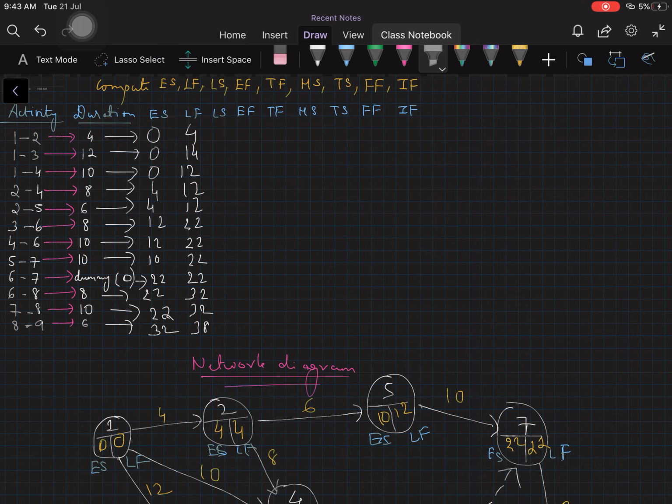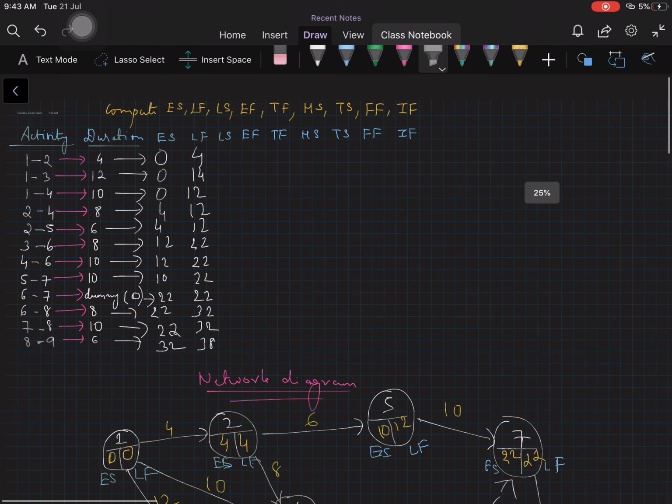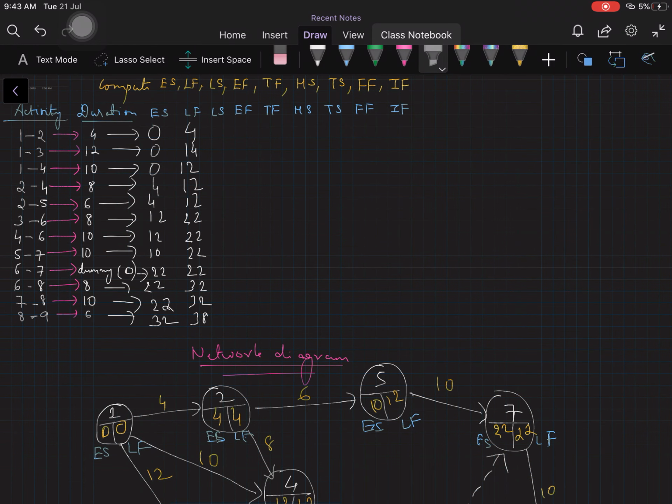Okay. See, 2's late finish is 4. 3's late finish is 14 from the diagram. See, 14 is here. 3's late finish, like that. Now coming to late start, early finish. So we are almost done with the diagram part.